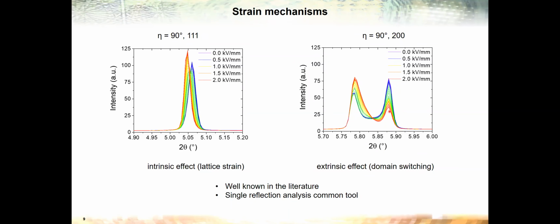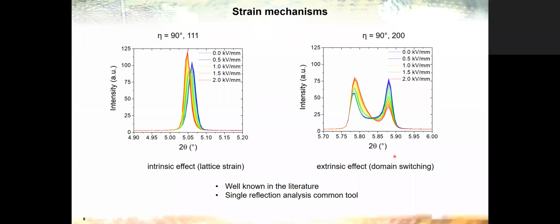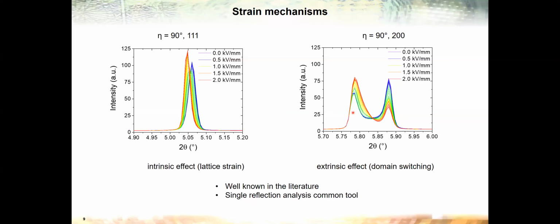And when we look at the 200 reflection, we see that the intensities change. And this is a direct observation of the extrinsic effect of domain switching. And this is well known now in the literature. Many people use this. So Jacob explained this, how you can fit the reflections and get detailed information about the material behavior from these changes in reflection intensities.